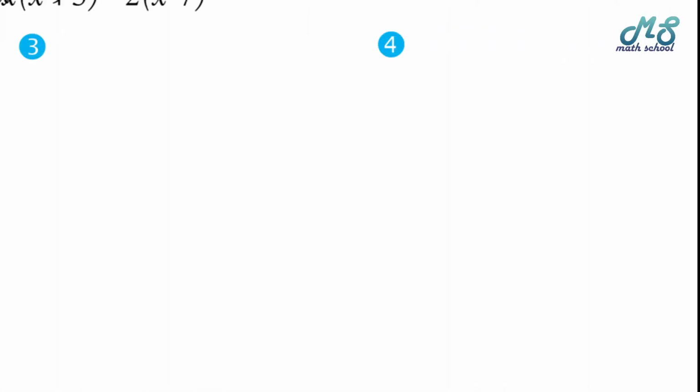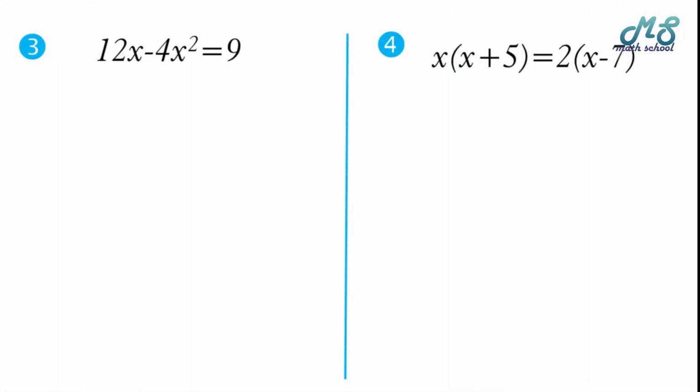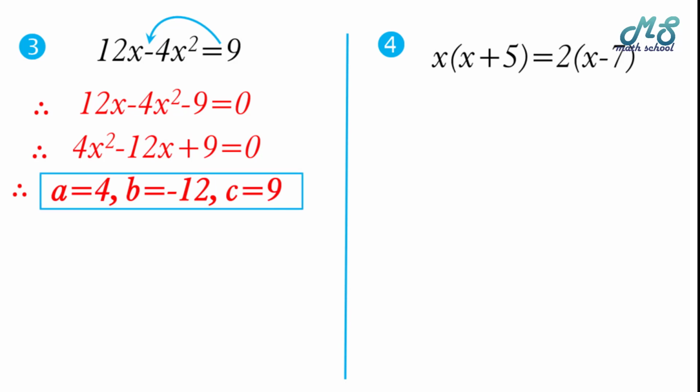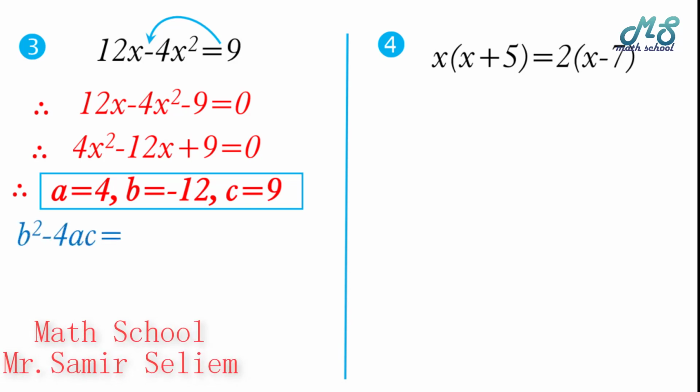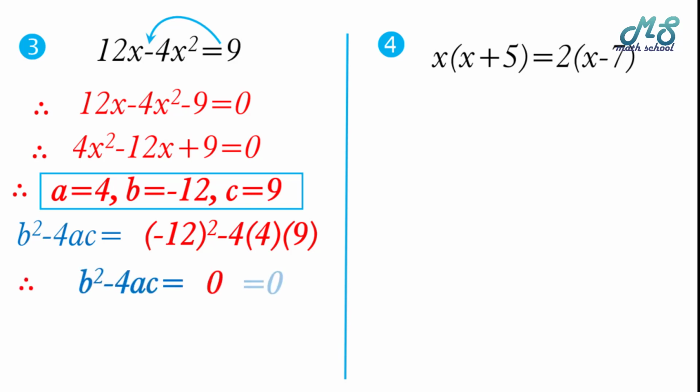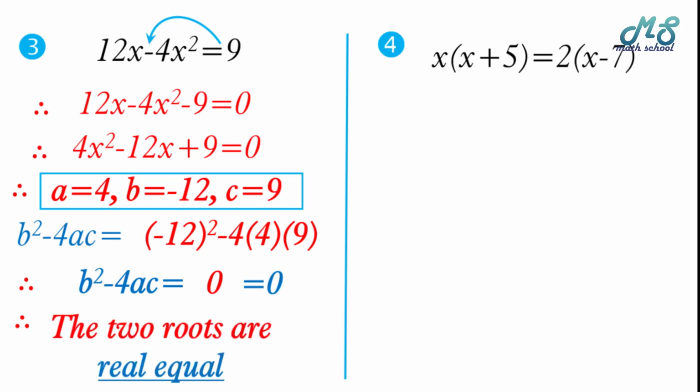Number 3, 12x minus 4x squared equals 9. Move 9 to the other side to be subtracted. We get 12x minus 4x squared minus 9 equals 0. Multiply this equation by negative 1 and order it. It will be 4x squared minus 12x plus 9 equals 0. Now we can deduce a, b, and c. A equals 4, b equals negative 12, and c equals 9. Now we can find the value of the expression b squared minus 4ac. It will be negative 12 squared minus 4 times 4 times 9. Guys, it will be 0. Now the discriminant equals 0, so the two roots are real equal roots.